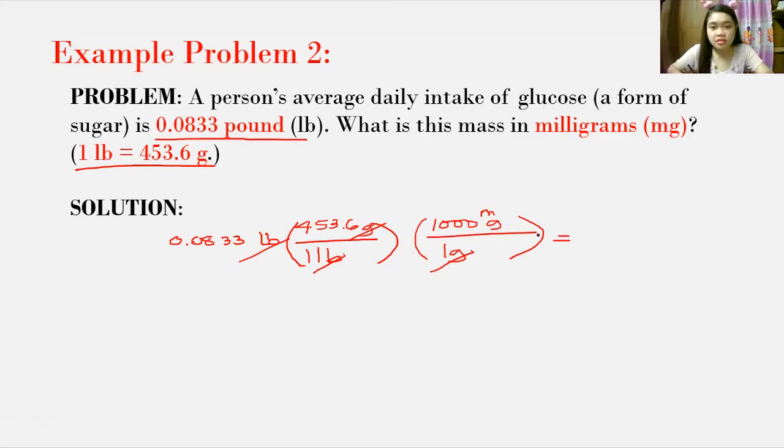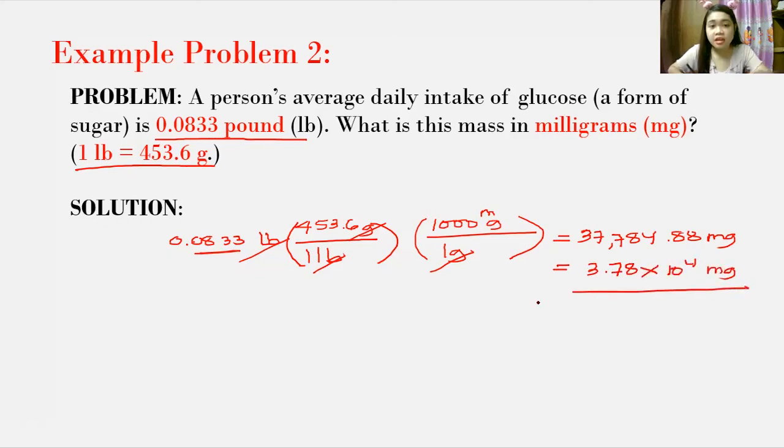So we could get an answer of 37,784.88 milligrams. So we need to convert that into 3 significant figures because we are only given here 3 significant figures. So it's also equal to 3.78 times 10 to the 4 milligram. So this is the final answer. It's very easy to calculate in this type of problems, as long as you know the correct conversion factor that you need to use in the process itself.